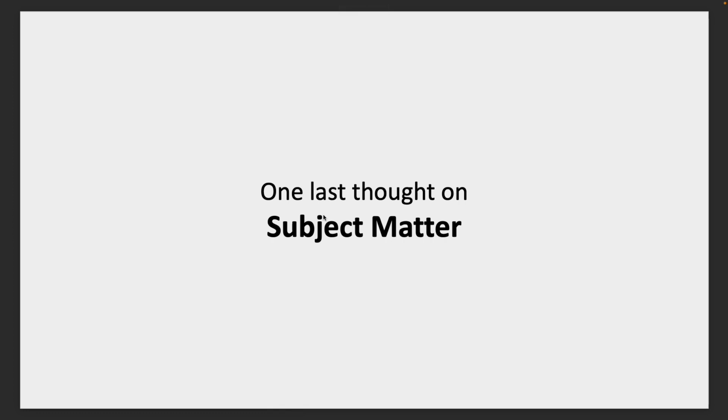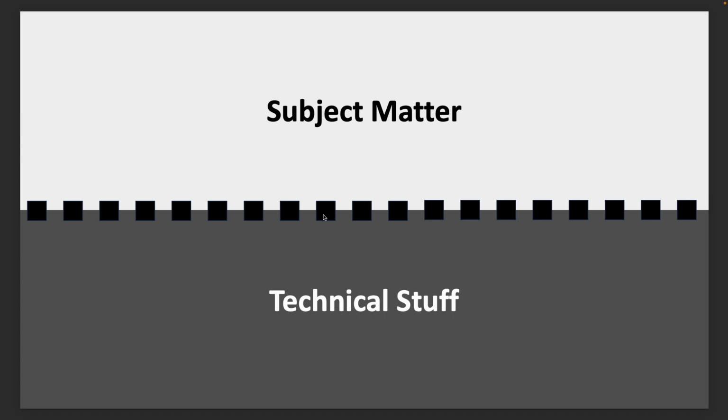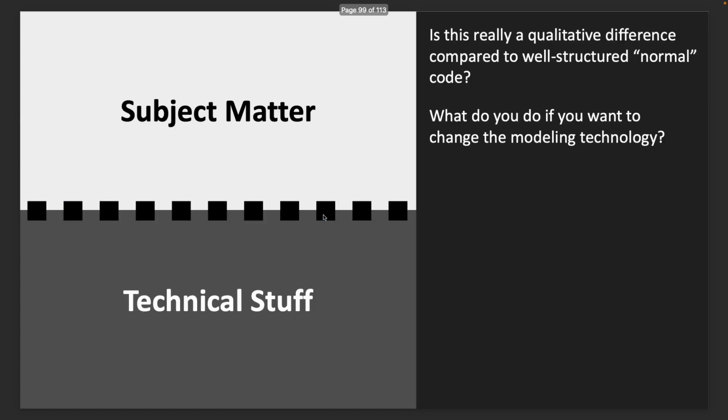So one last thought on subject matter. I pointed out that we completely separate the subject matter from the technical stuff. And the question is, is this really a qualitative difference compared to normal but well-structured code where you use, I don't know, POJOs, for example, to represent subject matter and keep it away from your whatever cloud infrastructure? So what if you want to change the modeling technology, right? Aren't you just moving the legacy problem one step further, in the sense that now you have to somehow disentangle your modeled subject matter from whatever language modeling tool you decided on, whatever, MPS or Langium?